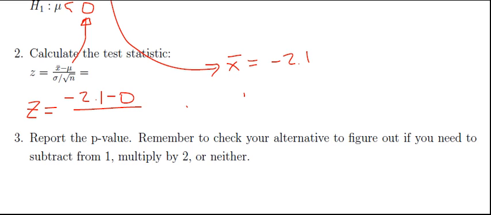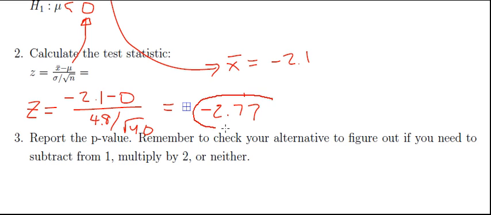Where was I? So 4.8 divided by the square root of 40. Okay, so that's going to be equal to negative 2.77. That's our z-score. Again, we can draw a picture if we wanted to.